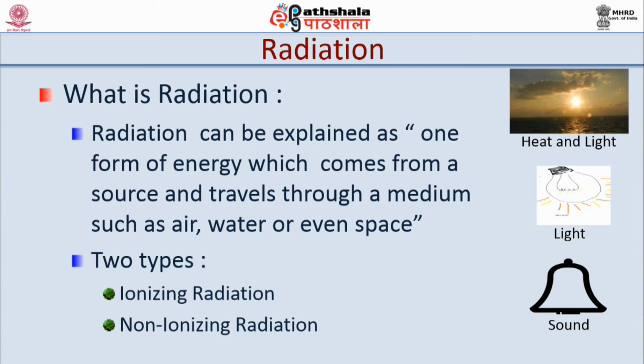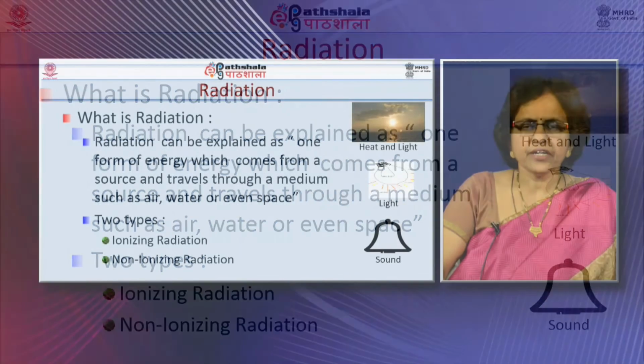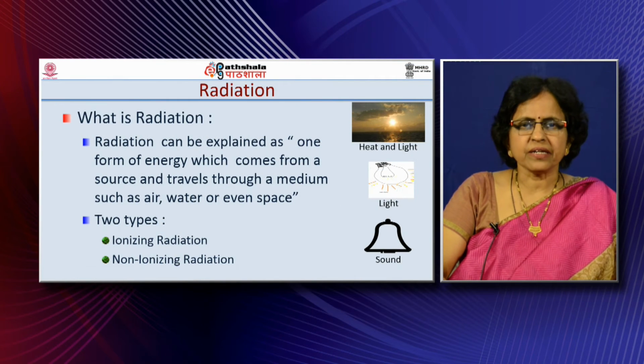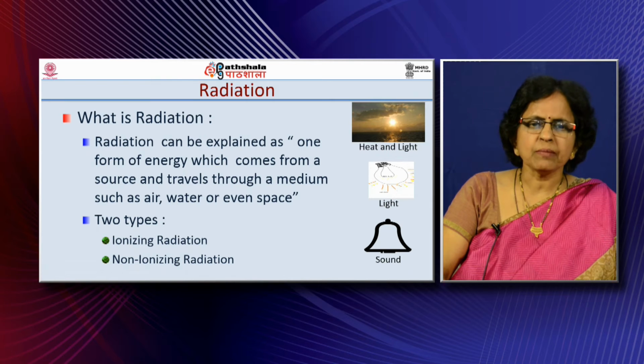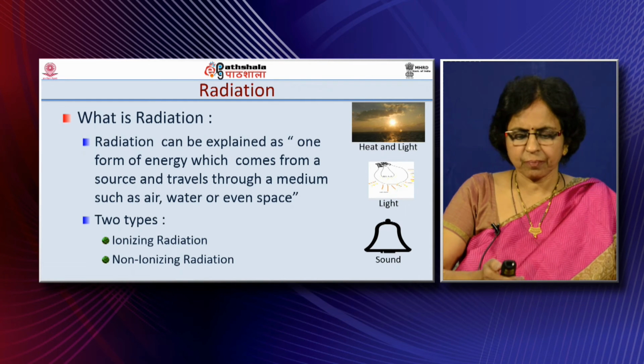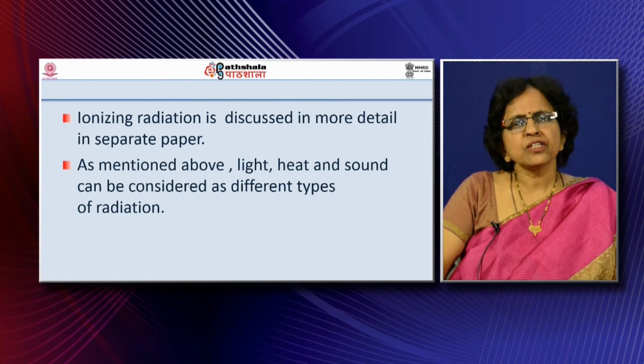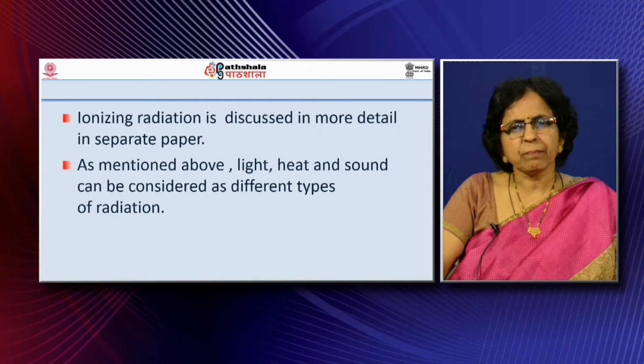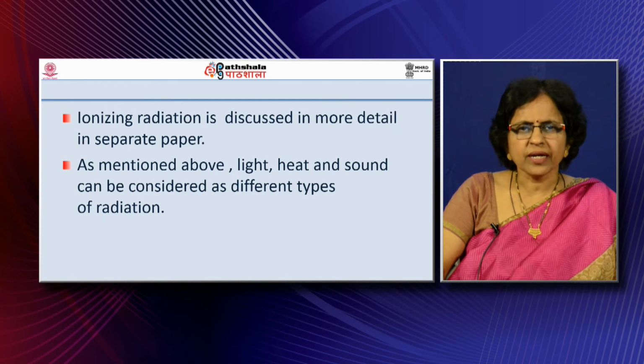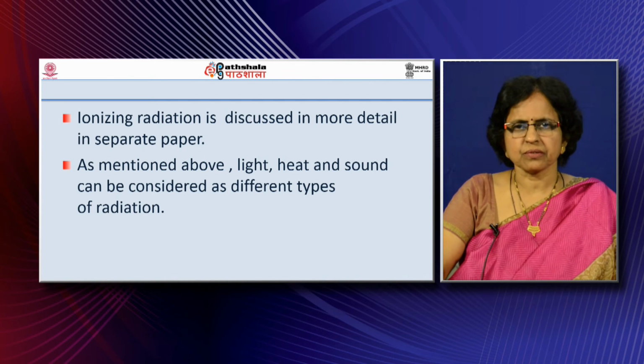Now, all these are generally called non-ionizing radiation, because they do not give any ions when they travel through any medium. But you also must have come across the term ionizing radiation. That means, for example, alpha rays, beta radiation, gamma rays. So these are ionizing radiation. So when we talk about radiation, there are 2 types, one is ionizing and the other is non-ionizing. Ionizing radiation we will do in much more detail in another paper, but here we will only be doing the non-ionizing radiation, for example, light, heat and sound, as I just showed you in those pictures.